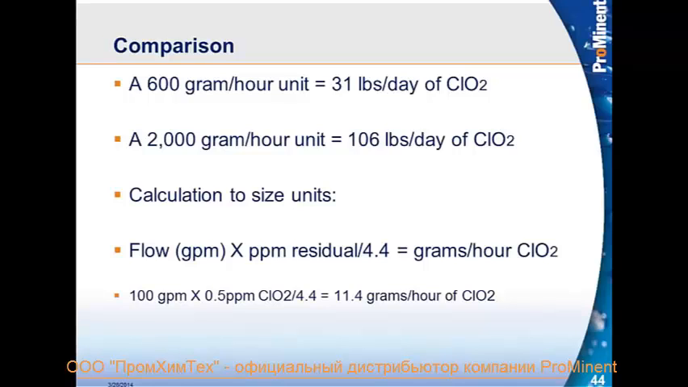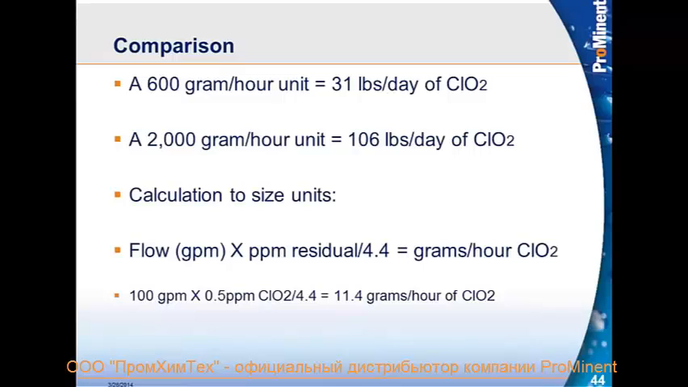It could be half a ppm, could be 1 ppm, could be 5 ppm. You divide that by a constant of 4.4, and that gives you grams per hour. So an example calculation would be 100 gallons per minute multiplied by 0.5 ppm residual of chlorine dioxide, divided by 4.4, and that gives you a generator size of 11.4 grams per hour. So it just gives you a ballpark idea of what size generator you would need.